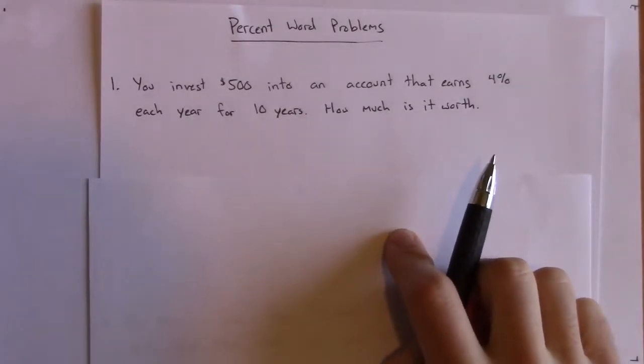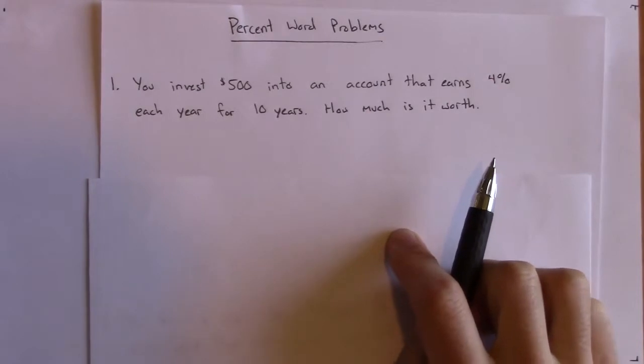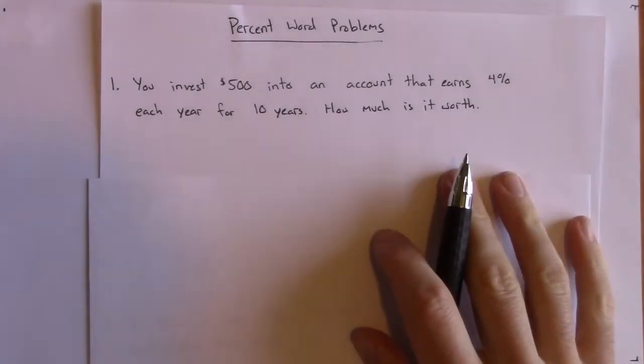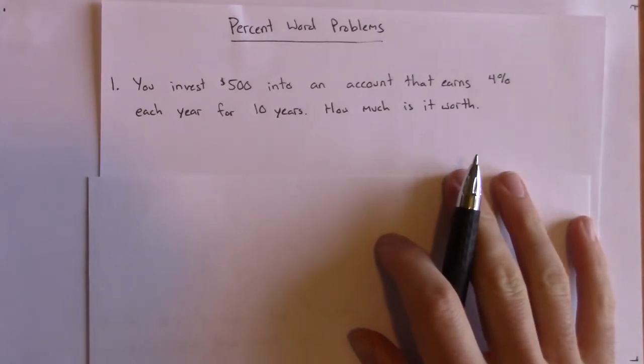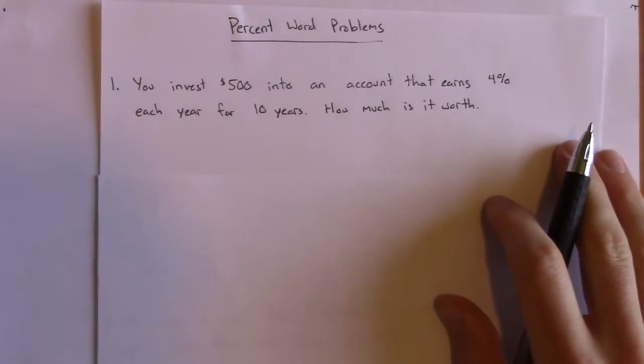Okay, so we're going to take a moment and take a look at a few percent word problems. These are all going to end up being geometric formulas at their core. We've already taken a look at these in class, so hopefully they're somewhat familiar. So this first one, you invest $500 into an account that earns 4% each year for 10 years. How much is it worth?